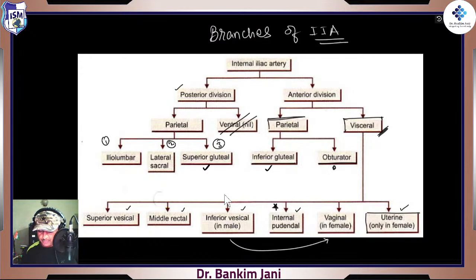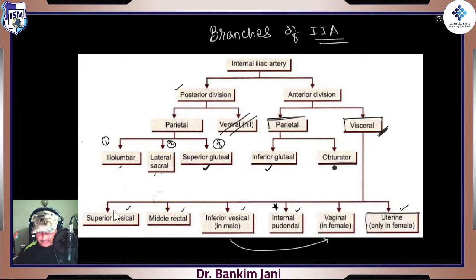Do remember obturator is important, but in the case of obturator, the obturator sheath and obturator foramen will come into the picture. Lateral sacral, the name itself says sacral region. Iliolumbar, ilial lumbar, again, they are posterior. They have to be posterior, right? These two.